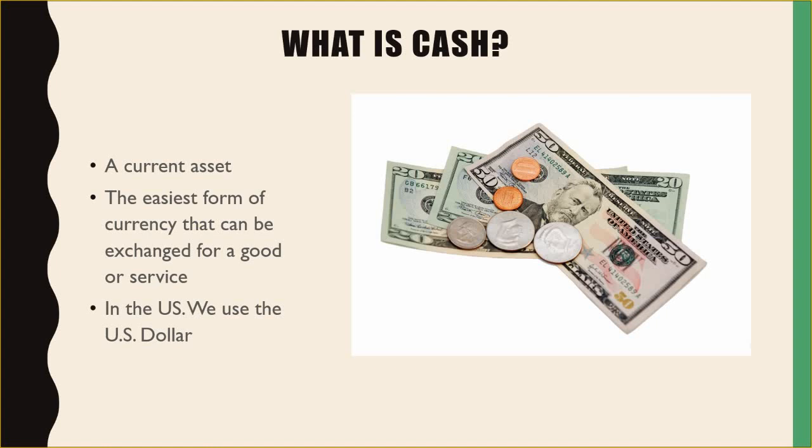So cash is the simplest and easiest form of way to trade for goods and services. Okay? And it's the most readily available too. So again, cash is the easiest because all you need is a wallet or a bank account, right? And you'd be able to have cash instantly. Right?